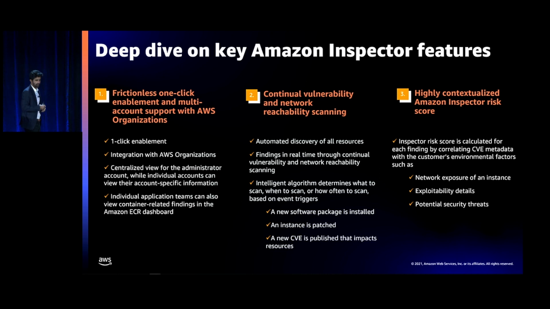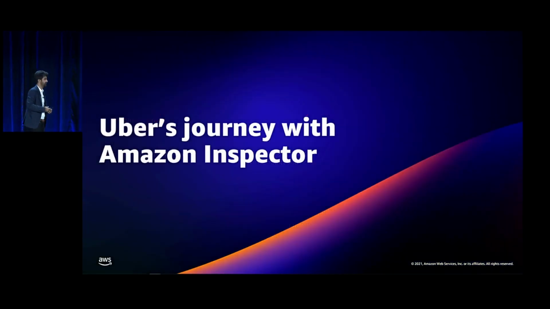And with frictionless one-click enablement, we already covered pretty much everything. And it's very similar to GuardDuty or Security Hub, where you can assign a delegated administrator. That delegated administrator acts as the inspector admin. And that inspector admin can centrally manage, customize, configure, see all the findings in one centralized location through one central console. Now I'll pass it off to Ankit, who is with Uber's security engineering team.